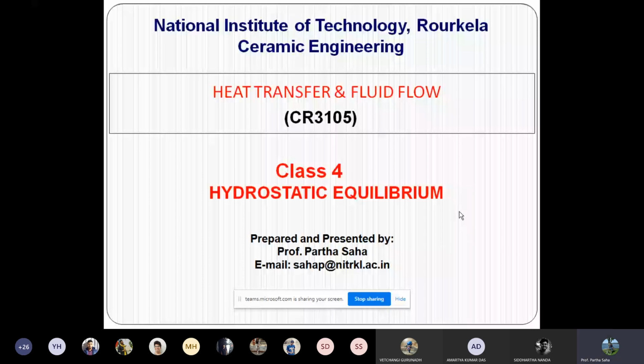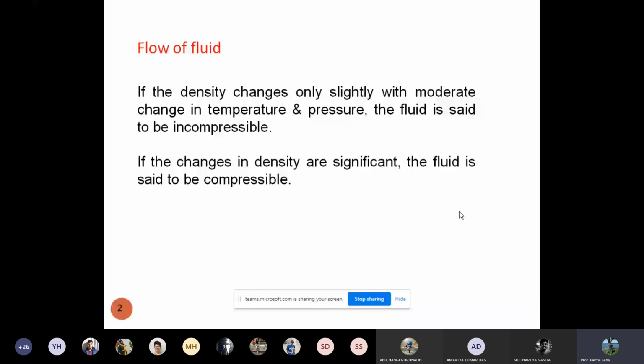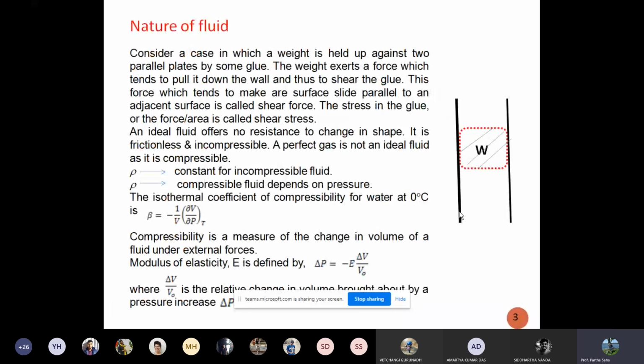So let's start first. As I said, let's brief about the fluid characteristics we have talked about in the previous classes. I think all of you know what incompressible and compressible fluid is. If a fluid's density doesn't change, or only a moderate change happens with temperature and pressure, the fluid is said to be incompressible. And if it is the opposite, if the density change is significant, then I think all of you know that fluid is called compressible fluid.